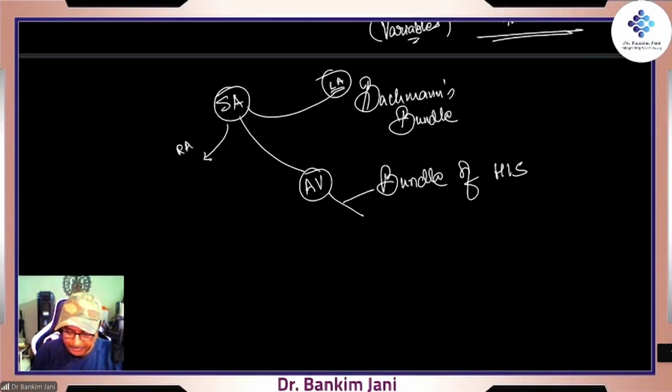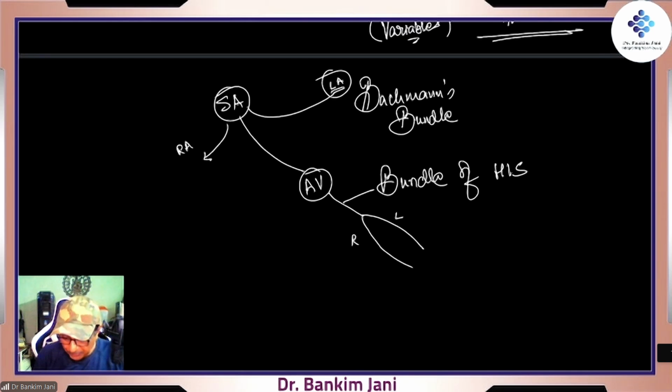This bundle gets divided into 2 parts, the right side and the left side. That's why there is one entity called right bundle branch block, which we'll be learning in arrhythmias. That is what really happens when the heart is not moving in its rhythm. So it is called the right bundle branch block.